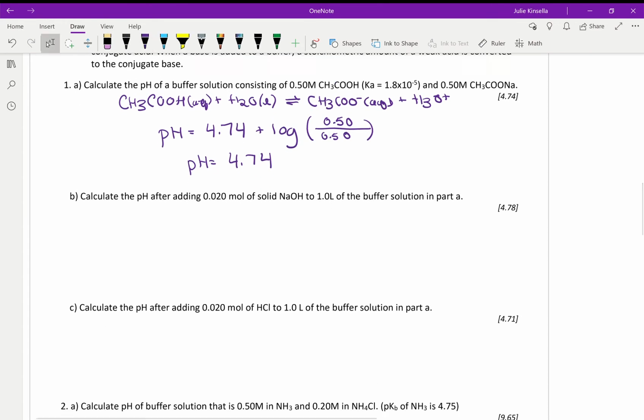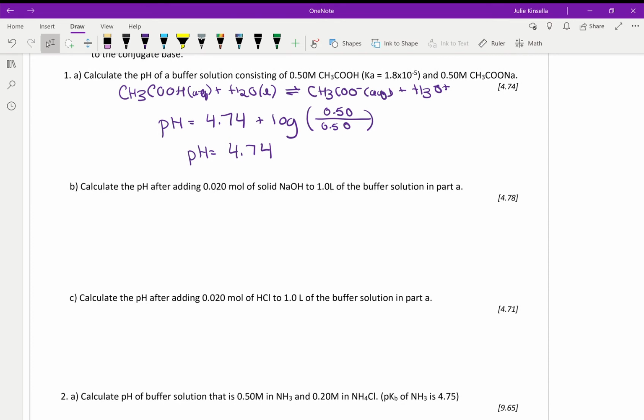So now we're going to focus in on, well, what happens when we add a strong base or a strong acid to it. So for B on here, it's saying we're adding in 0.02 moles of solid sodium hydroxide to 1 liter of the buffer solution. Ideally, you want to use molarities for the Henderson-Hasselbalch equation, but because the volume of everything is going to be equivalent, it's all in one solution, technically the volumes cancel out in this, so you could use moles, but right now we're going to stick with just using molarity. So we have 0.02 mole in 1 liter, so that means then that we're going to have 0.020 molar of sodium hydroxide, which is really our hydroxide ions.